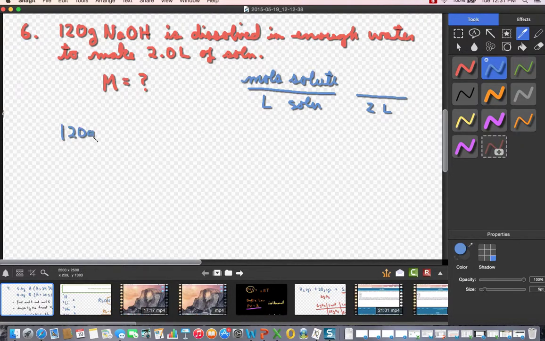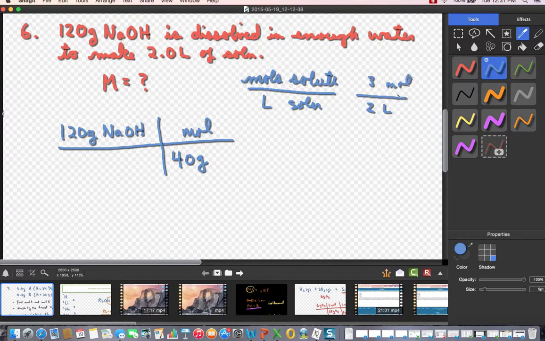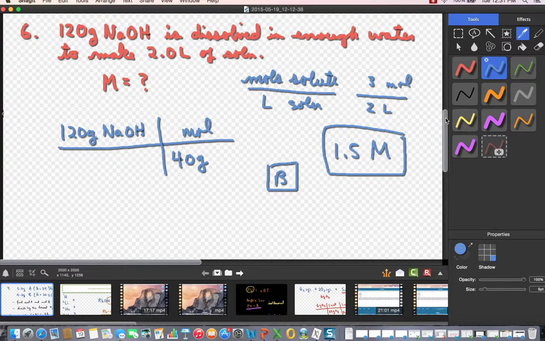The molecular weight of NaOH is 40. So we're going to have 3 moles. 3 moles divided by 2 liters is 1.5 molar. And that is answer choice B for question 6. The credited response is answer choice B.